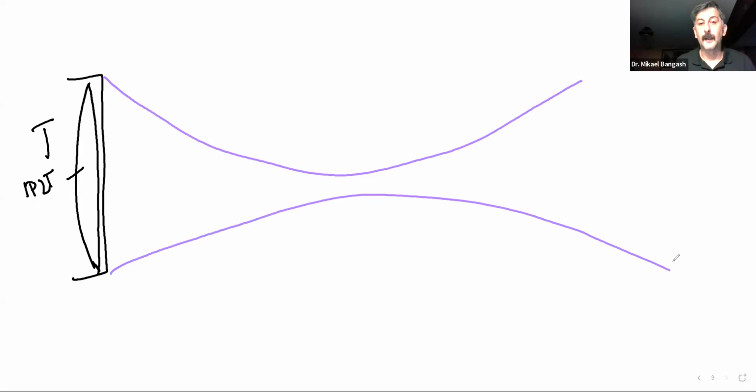Okay. Now the first area of the beam here, I'm just going to change a little bit on the colors. And this is where the beam keeps on narrowing.